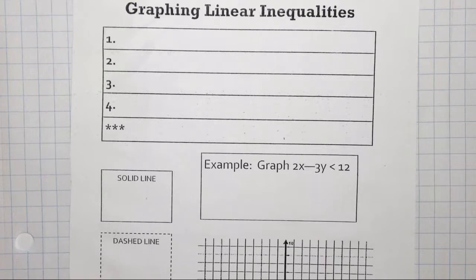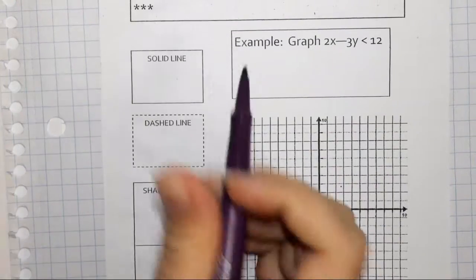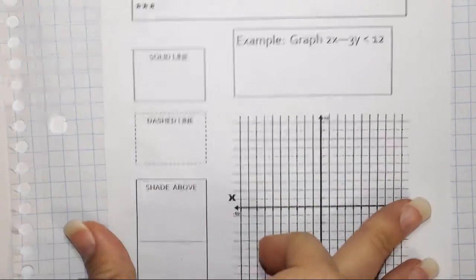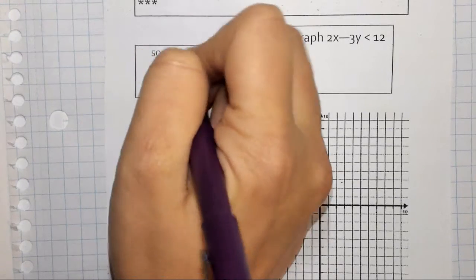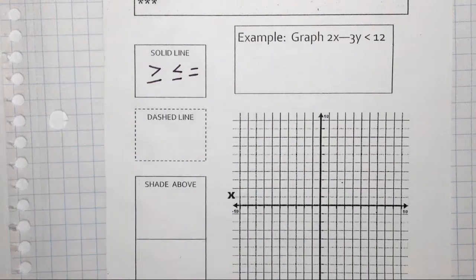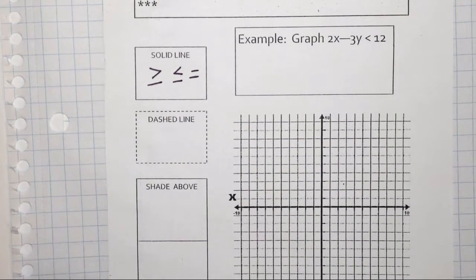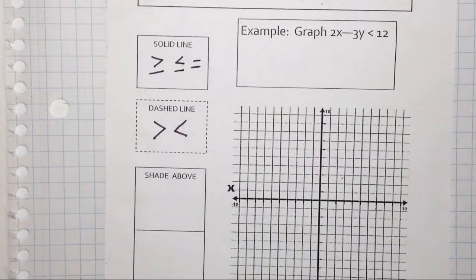So we're going to apply that same thing, except we can't use open circles all the way across a graph. That would be chaos. So instead we use solid lines and dashed lines. Use a solid line when it's greater than or equal to, less than or equal to, or equal to. And this foldable right here is going to help guide us on what we do. You use a dashed line when it's greater than or less than.